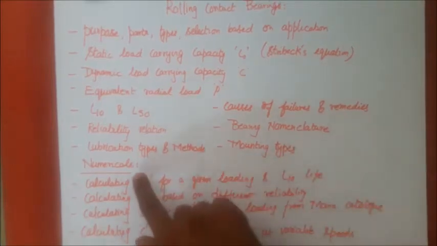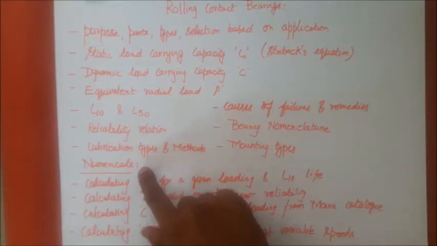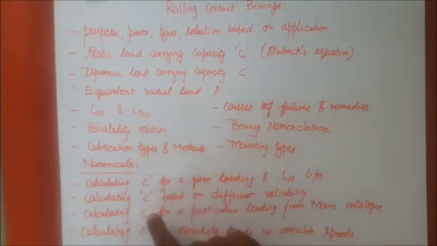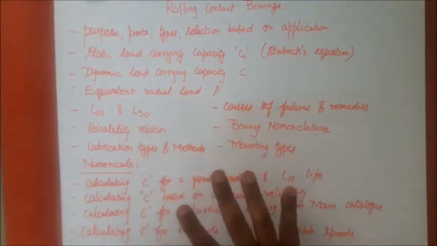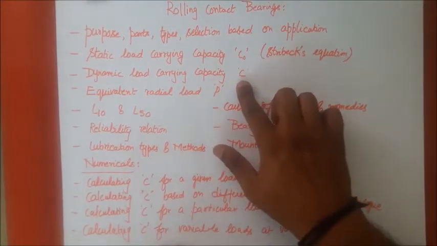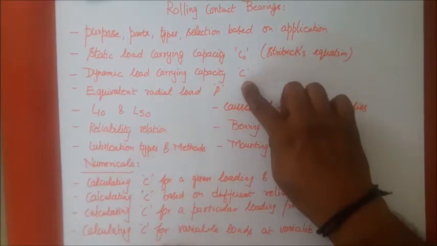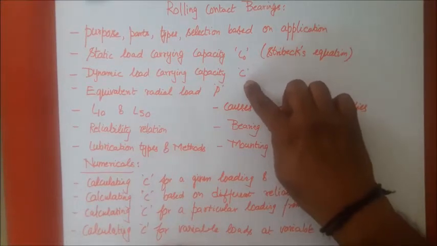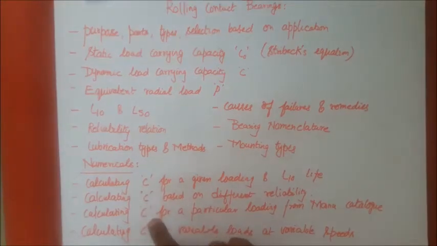Then we see that the numericals which are related to rolling contact bearing are of the following types. Basically we need to calculate C. C is the dynamic load carrying capacity. Once you calculate the dynamic load carrying capacity, you specify a particular bearing for that C. So we are calculating C each time.